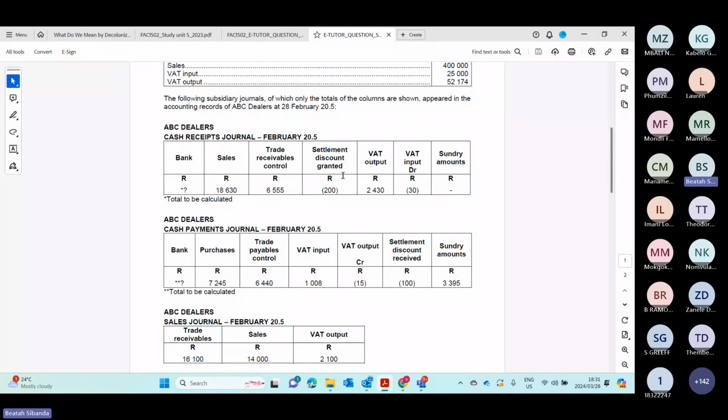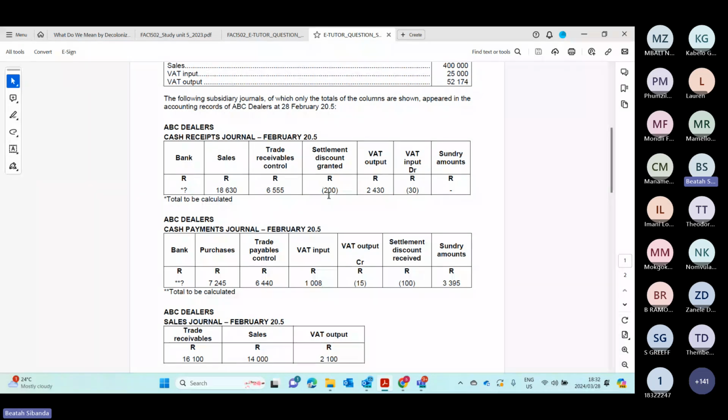And then when we have a settlement discount granted, it's going to attract VAT, because if we give a discount, it means we are not going to receive that entire money. So if, for instance, we had sold something for 1,000 rands and then we give a discount of 200 rands, it means we are not going to receive 1,000 rands. We are going to receive 800 rands, because the 200 rands is discount. So now we had accounted for output tax on the full 1,000 rands. So if we give a discount of 200 rands, it means we must adjust our output tax.